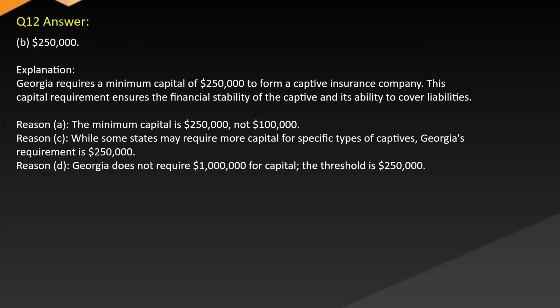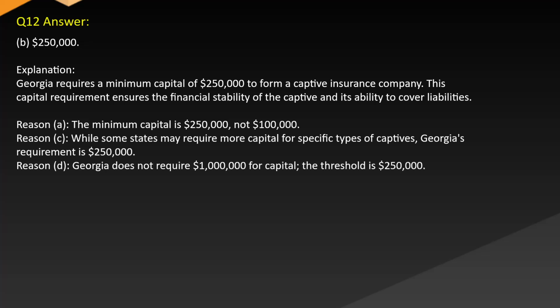Answer B. $250,000. Explanation: Georgia requires a minimum capital of $250,000 to form a captive insurance company. This capital requirement ensures the financial stability of the captive and its ability to cover liabilities. Reason A. The minimum capital is $250,000, not $100,000.